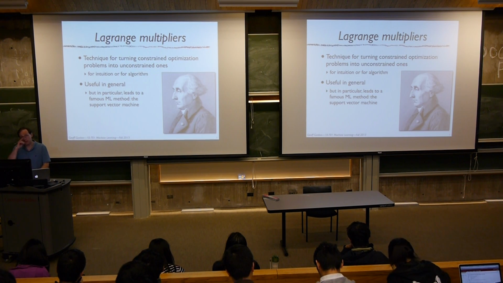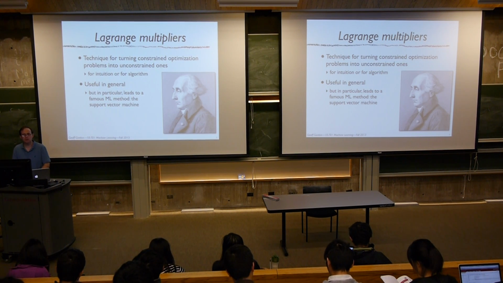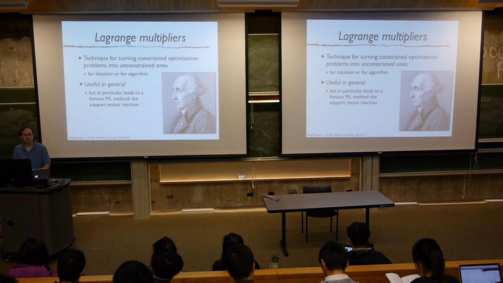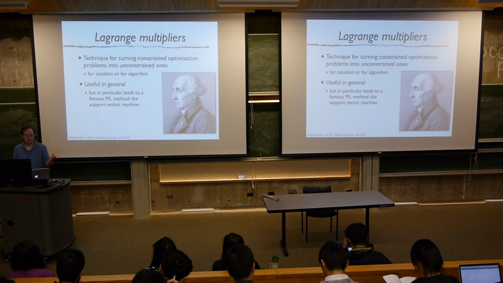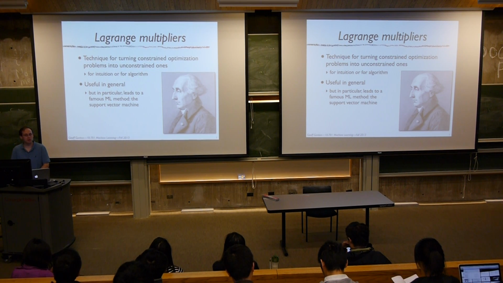And the other is for an algorithm. By turning a constrained problem into an unconstrained one, you open up the set of algorithms that you can apply to it, and that can be good. This is just a generally useful technique, but it leads in particular to a famous machine learning technique, the support vector machine, which we're probably going to get to next class.